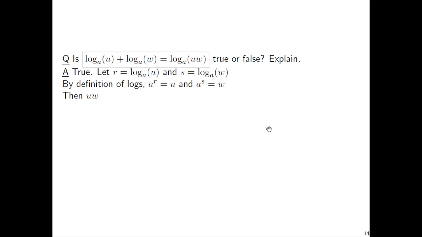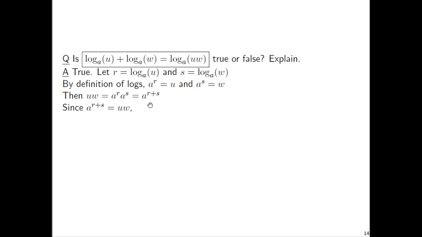Then I want to look at just u times w. I just want to consider this expression. Let's think about the expression u times w, something that is a number. Let's think about what that equals. We can replace the u here with a to the r because a to the r equals u. We can replace the w here with a to the s because a to the s is equal to w. So we make some replacements. Then a to the r times a to the s is a to the r plus s.